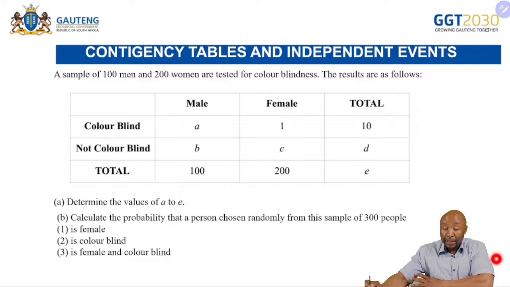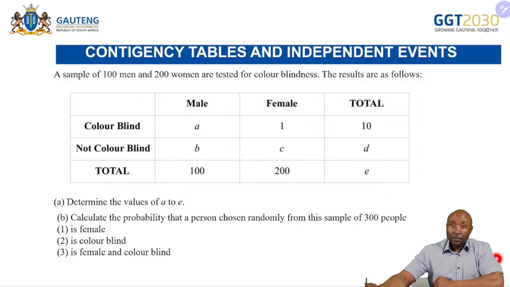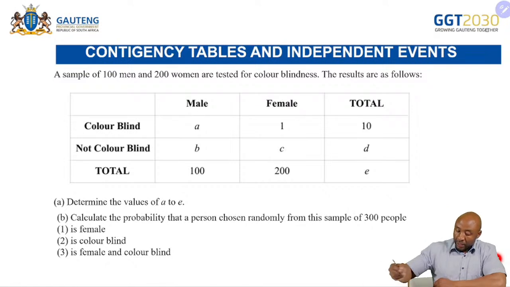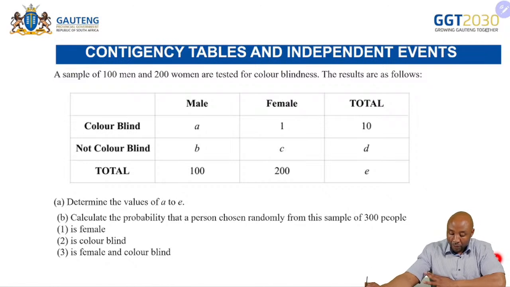Now, contingency tables. Contingency tables, we use them to determine our totals and missing values. Remember, if you add terms per row, they must give us the total. By column, they must give us the total at the bottom. So the question says we have 100 men and 200 women who are tested for color blindness. The results are written as follows. We need to find the values of A to E.